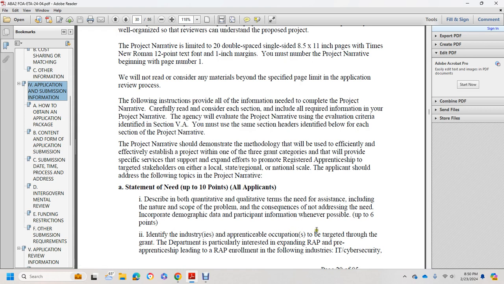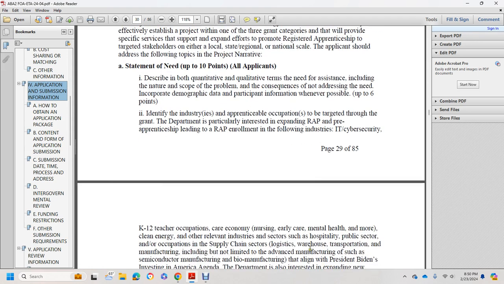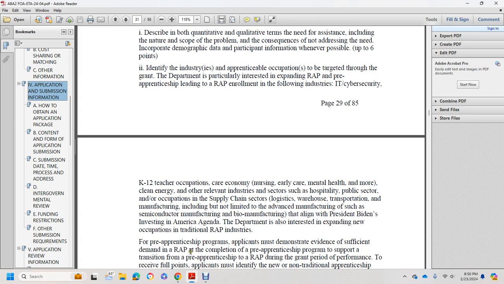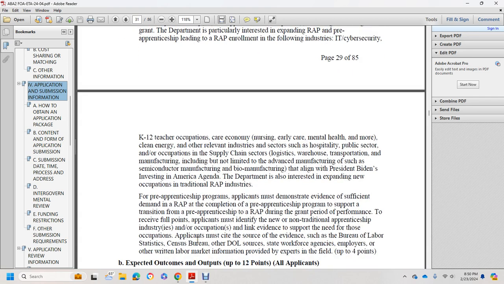2. Identify the industry, apprenticeship, and occupations to be targeted. With this grant, the Department is particularly interested in expanding registered apprenticeship and pre-apprenticeship leading to registered apprenticeship enrollment in the following industries: IT, cyber, K through 12 occupations, care economy, nursing, early care, mental health, clean energy, and other relevant industry sectors such as hospitality and public sector, as well as supply chain sectors including logistics, warehousing, transportation, and manufacturing, including but not limited to advanced manufacturing such as semiconductor manufacturing and biomanufacturing. Aligned with President Biden's Investing in America agenda, the Department is also interested in expanding new occupations in traditional registered apprenticeship programs and industries.